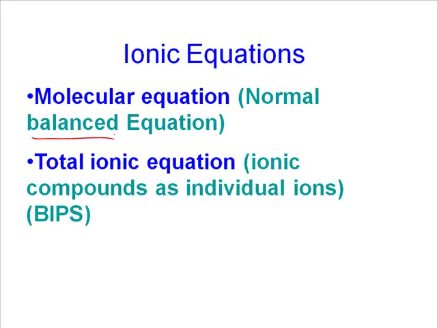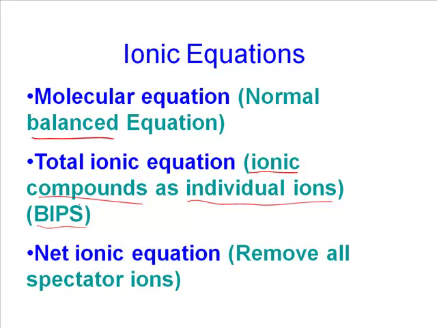The total ionic is basically all the formulas broken up into ionic compounds, into individual ions, or BIPs. Okay, we've done this in the past. So all you do is you just do the BIPs for every single aqueous compound. And the net ionic equation is basically the total ionic equation where all the spectator ions have been removed.